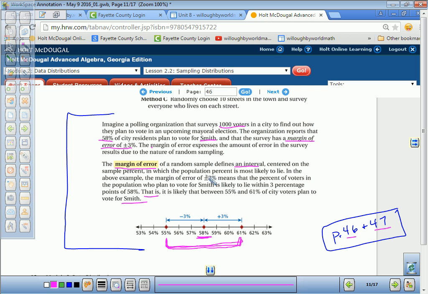So because of that, plus or minus 3, we'll go plus and minus 3 units from that center. So it's likely that between 55% and 61% of city voters plan to vote for Smith. Now, if he or she just needed the majority vote, then we can say from our polling that our polling indicates that they would hit that mark.